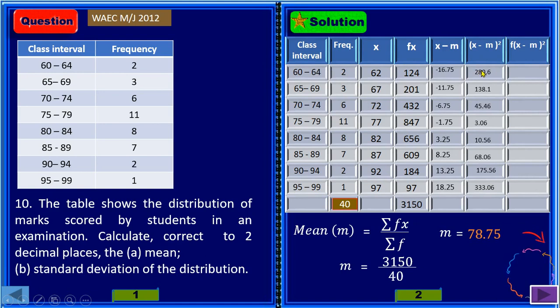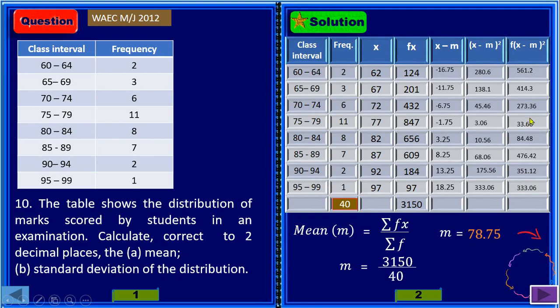That means 2 times this will give us this, and then 3 times this will give us this, 6 times this will give us this, 11 multiplied by this will give us this, 8 multiplied by this will give us this, 7 multiplied by the number here will give us this, 2 multiplied by the number here will give us this, 1 multiplied by this will give us this. So we have this column now filled.